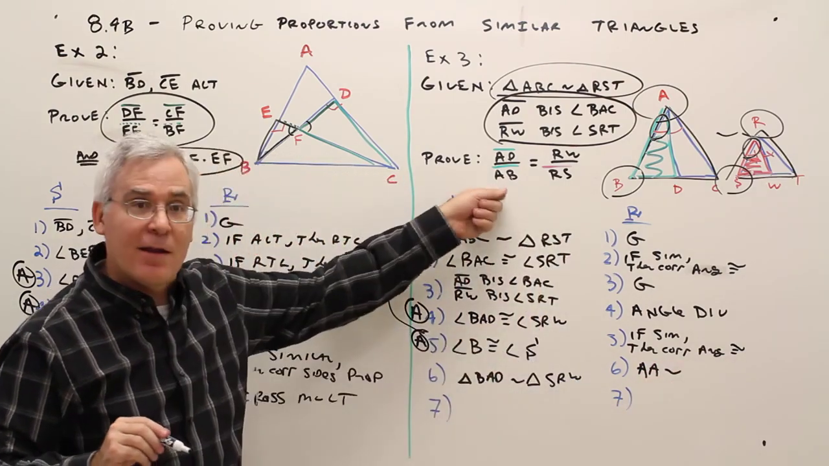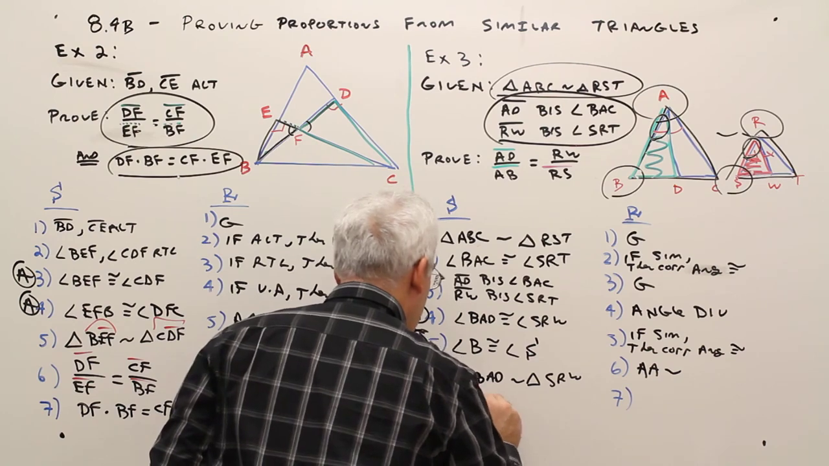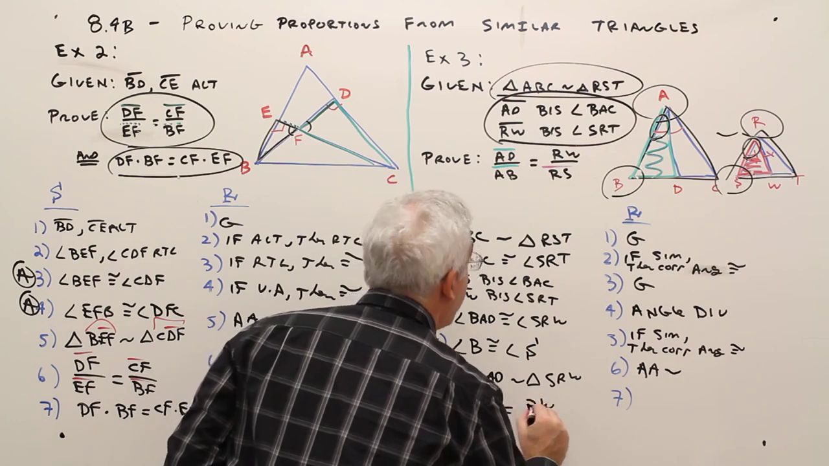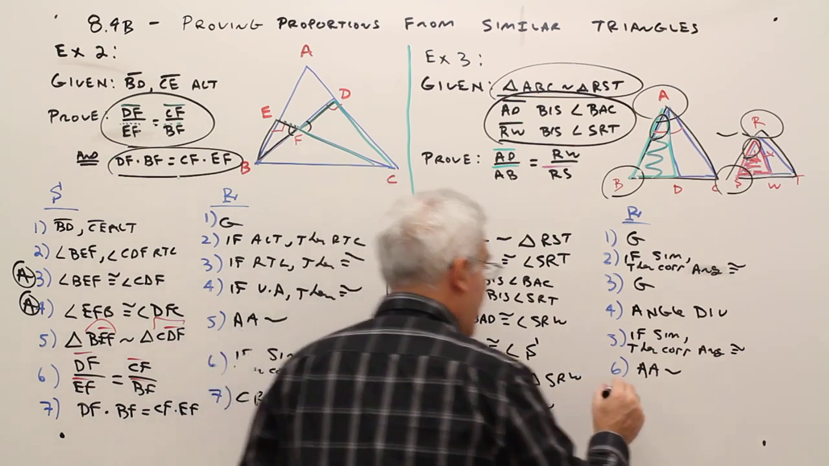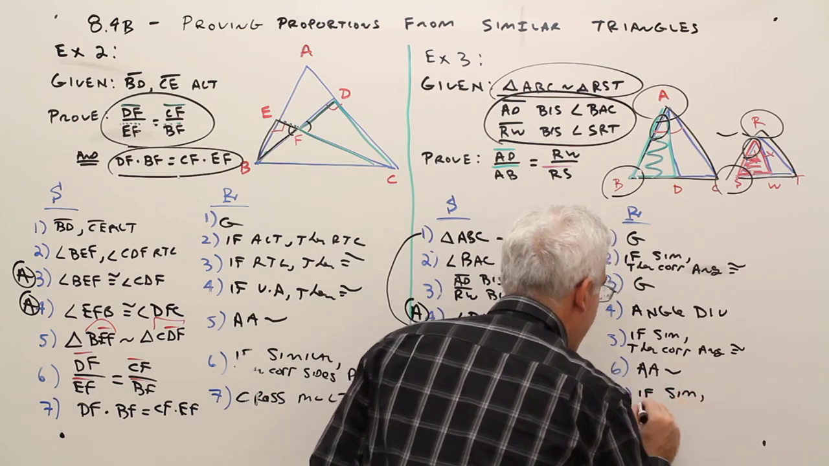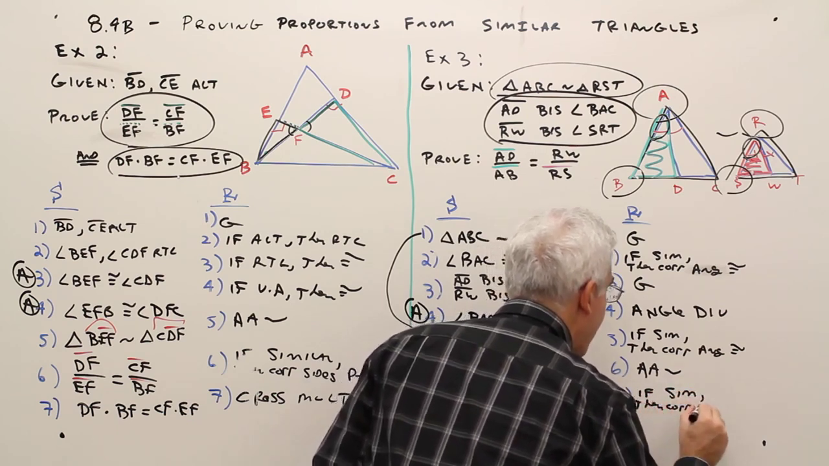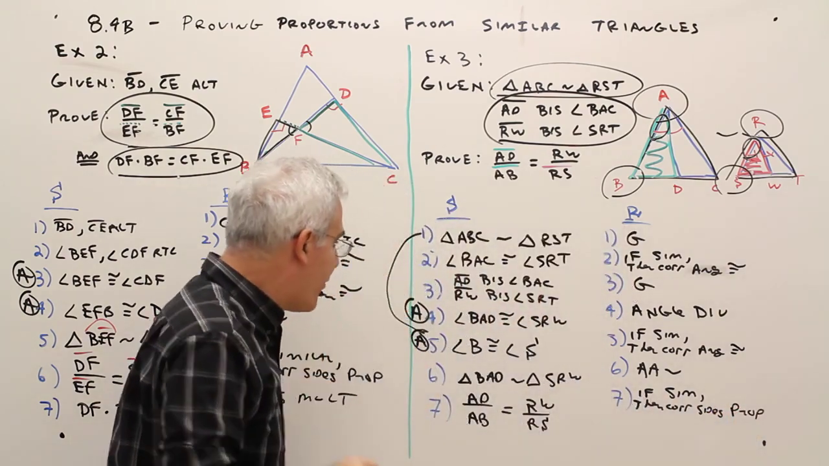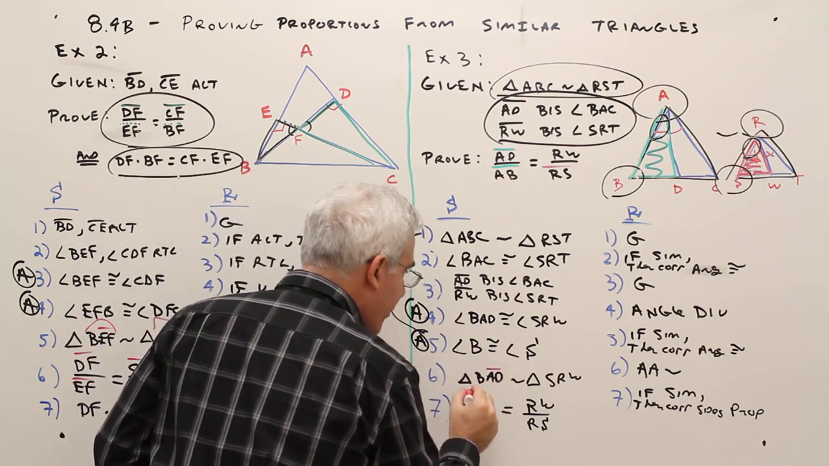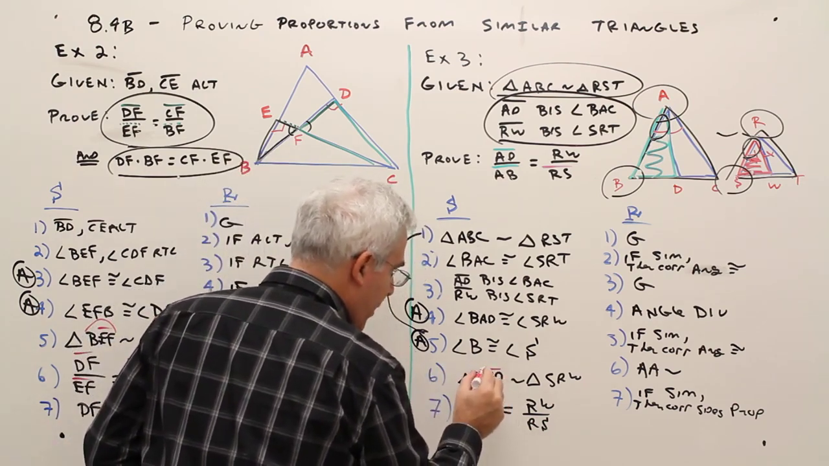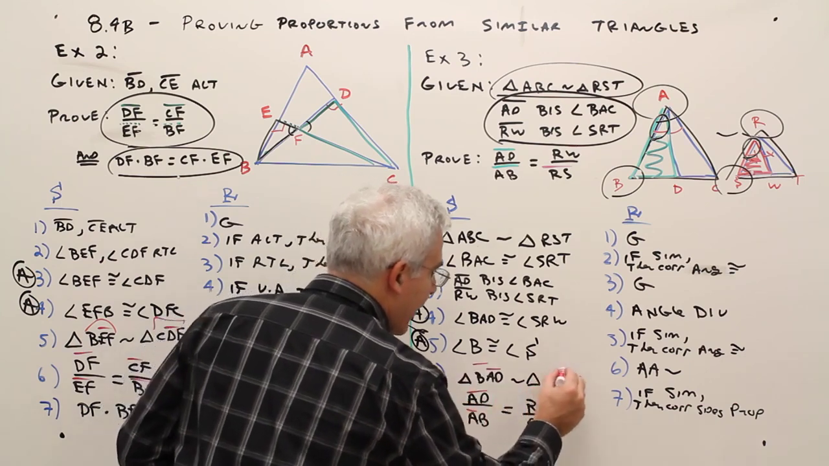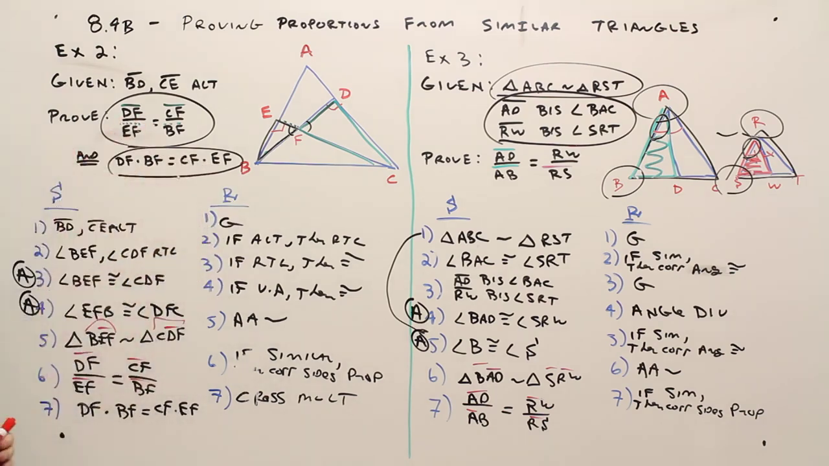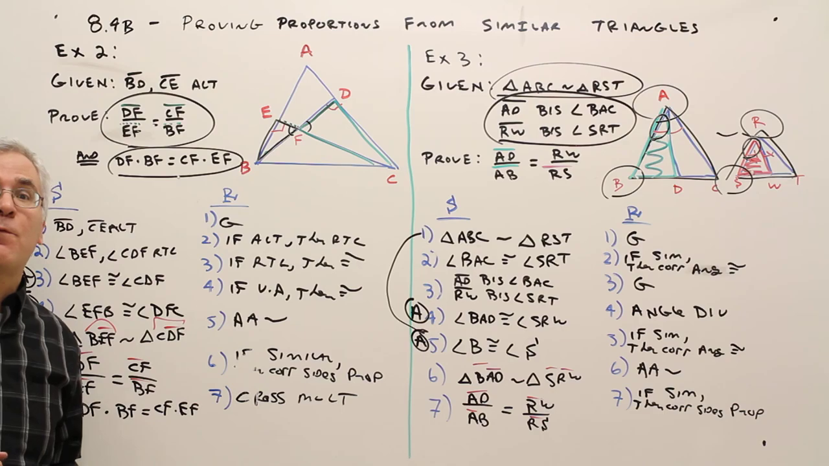And then once I get that, I can get that. AD over AB equals RW over RS. If similar, then corresponding sides proportional. And again, I just like to check my ordering really quick. So last two over first two, and then last two over first two. That makes sense. So there you have it. 2 more examples on proving proportions from similar triangles.